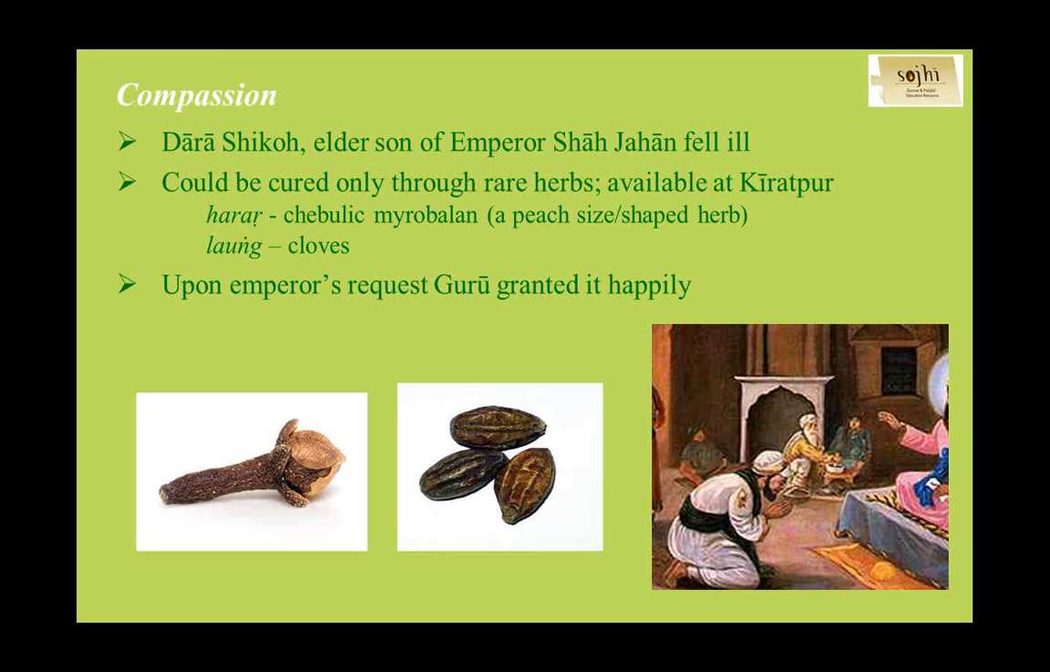And finally, somebody told Shah Jahan that Guru Har Rai, remember Jasmine Sanji told us that Guru Har Rai Ji, in his garden, he had a dispensary of herbal medicine? Well, somebody told Shah Jahan that maybe the Guru can help you. Shah Jahan was a little reluctant to ask Guru Har Rai Ji for help, but he really wanted to save his son's life. So he wrote Guru Har Rai Ji a message, sent him a letter.